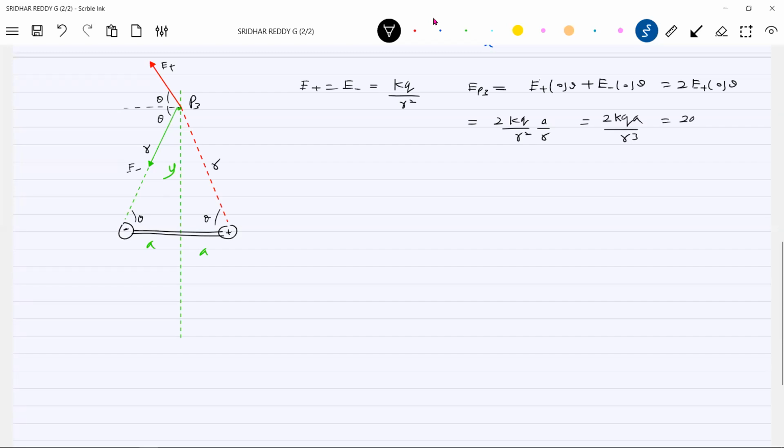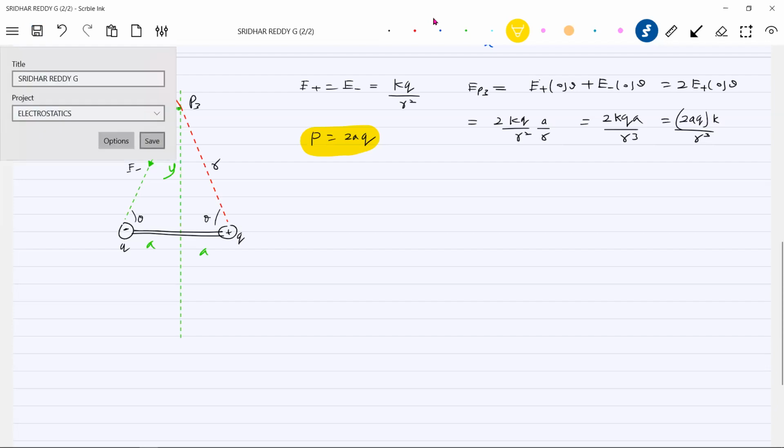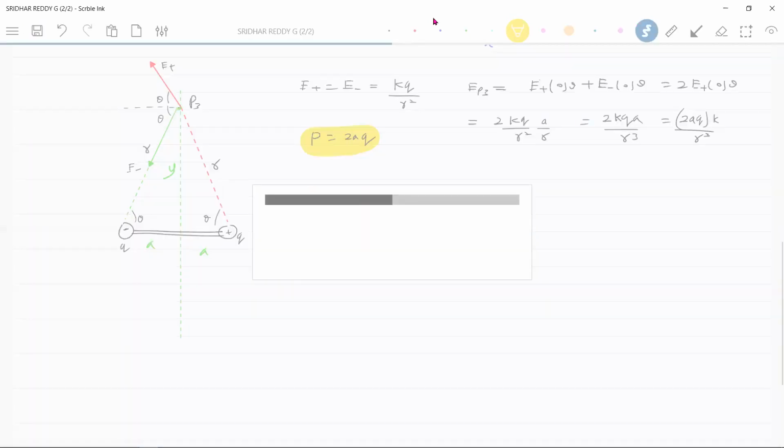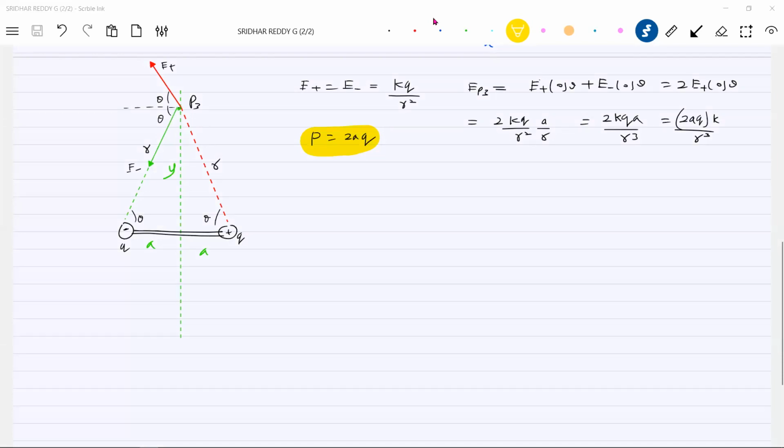Let me adjust: 2AQK by R cube. So what is 2AQ? 2AQ will become the dipole moment. Very important. Everywhere, try to think about the dipole moment. What is the electric dipole moment? Not always, the orientation. For calculation purpose, I'm just putting the dipole moment. The dipole moment is a vector.